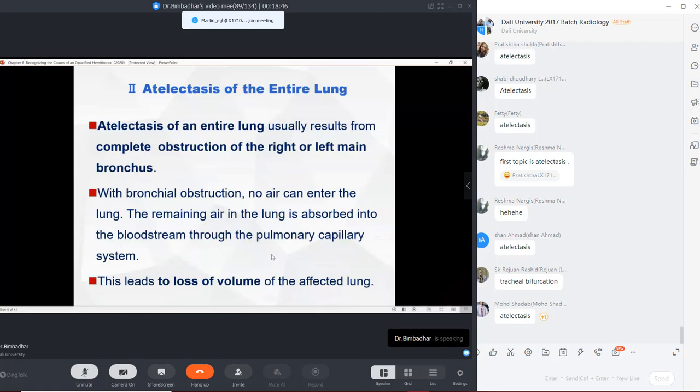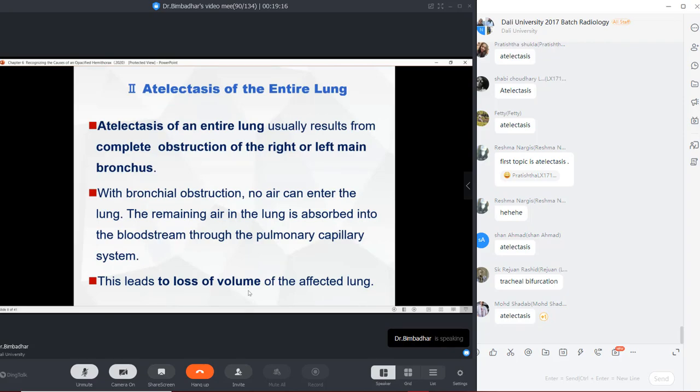The remaining air will be absorbed into the bloodstream, and the lung completely gets collapsed. It's the same as how your balloon gets deflated. Your balloon also comes down closer and closer as the air goes away, right? That's the same way it happens in your lungs too. And this eventually leads to volume loss of the affected lung.